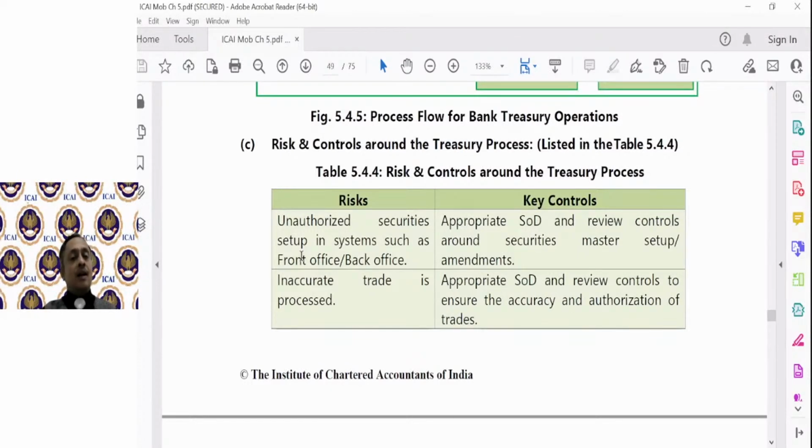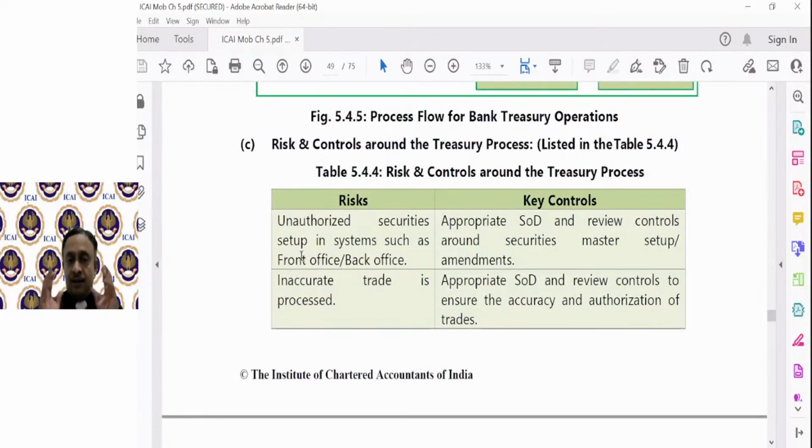Please understand the 1992 Harshad Mehta scam. You already have a movie on that, and there's a web series on that also. Those of you who want to learn banking from the other side, that is how that fraud was done and what controls are needed. That first line, unauthorized security setup, is a good indicator that this risk can lead to that fraud. So proper segregation of duty is needed. Then, inaccurate trade is processed. Again, segregation of duty is needed, and proper review controls are there.